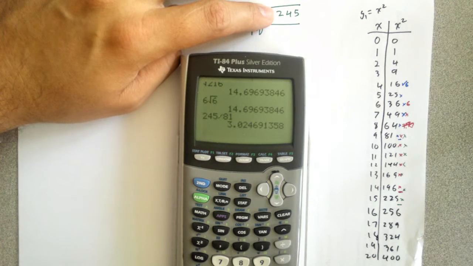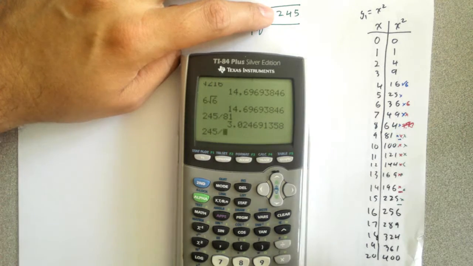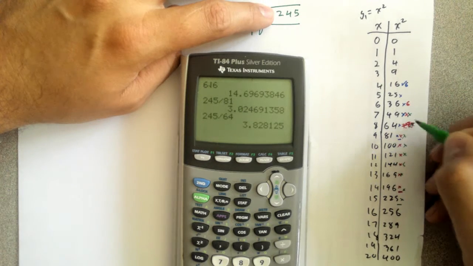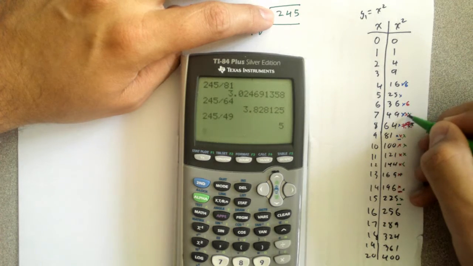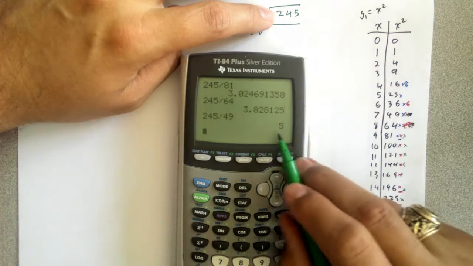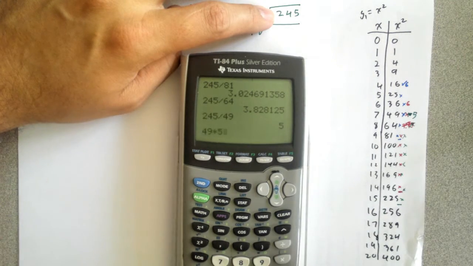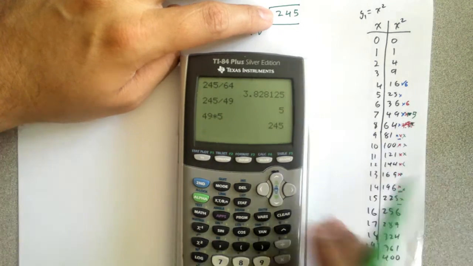Let's try 64. 245 divided by 64. Does that work? Nope, that's not a perfect square. Let's try 49. 245 divided by 49. And that's it. Sorry, I messed up the next there. So we have 5. So 49 times 5 gets me my 245. So 49 and 5 are my magic numbers.